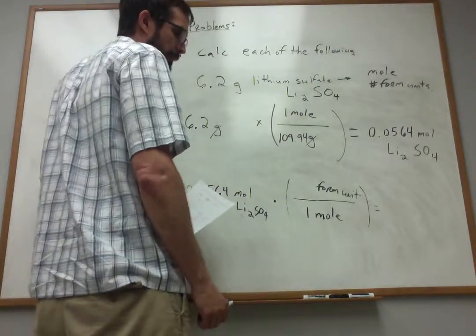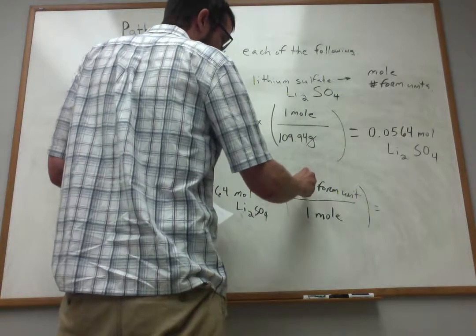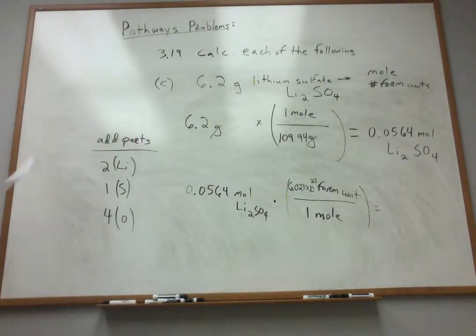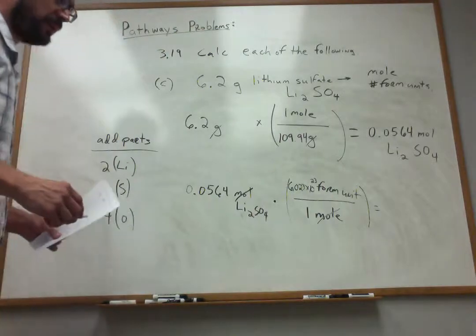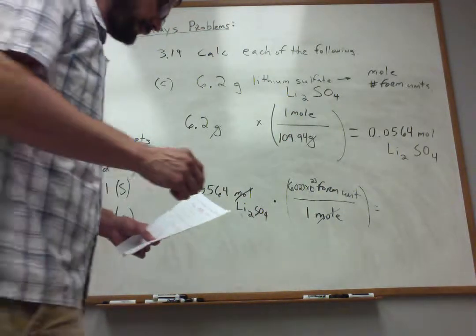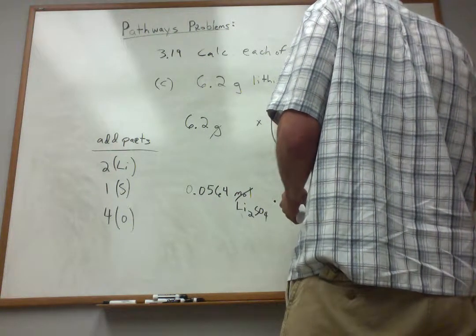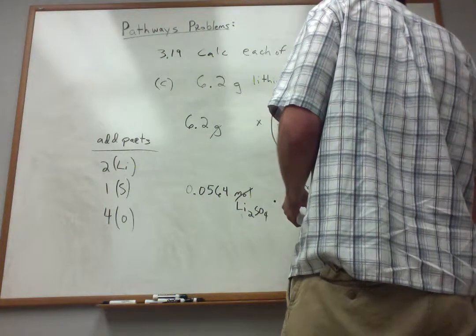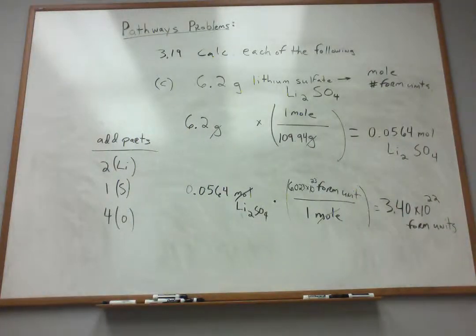And for every 1 mole, I have Avogadro's number, 6.023 times 10 to the 23rd formula units, because that's what defines the mole. So I simply need to multiply the number of moles I've got by Avogadro's number, and I'm in business. So it'll tell me how many repeat copies of this stuff I've got. Do the math, it's 3.40 times 10 to the 22nd formula units. And that's my answer for part C.